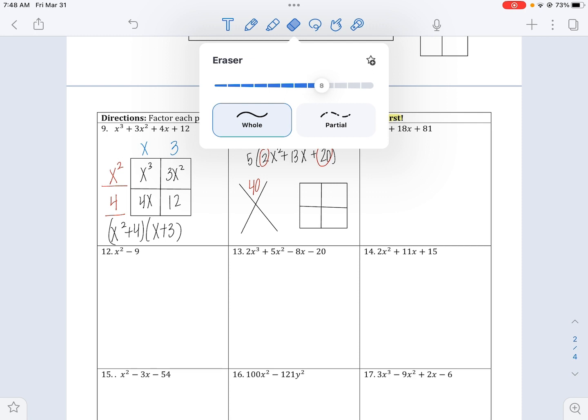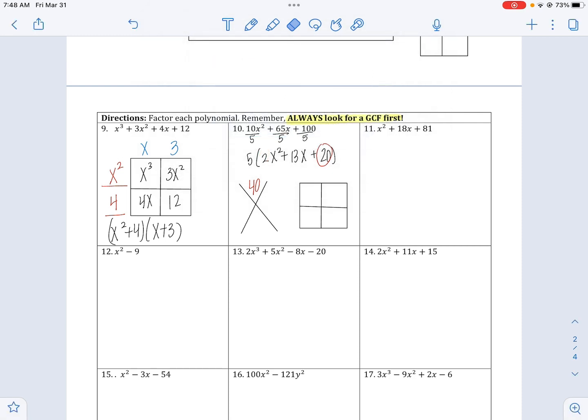Give me 1 second while I lower this down. Okay, there you go. And then we get the middle value, 13. Put it down here. 2 numbers that multiply to 40 and add to 13. I'll let you think about that for a few seconds. All right, so you figure out your 2 factors, and you notice that they're 5 times 8, because 8 plus 5 gives you the 13.